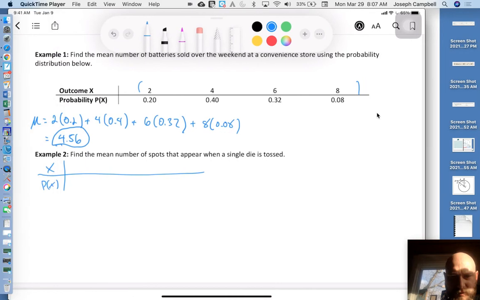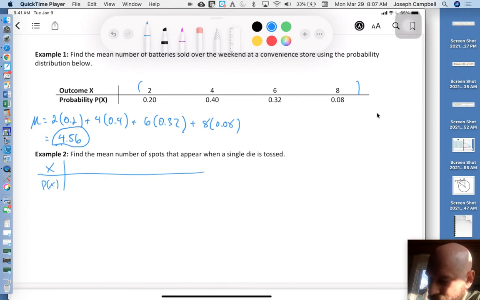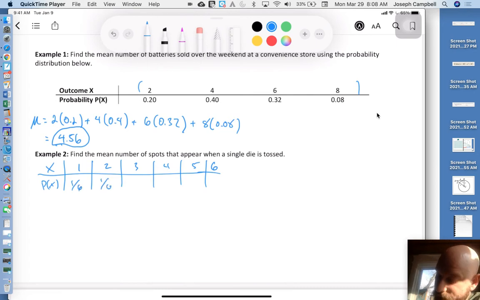Where were we? Right here. Okay, so the values are either going to be 1, 2, 3, 4, 5, or 6. I know you guys don't play cards, but hopefully you can remember that each of these are 1/6. Right? So let's go ahead and compute the mean here.